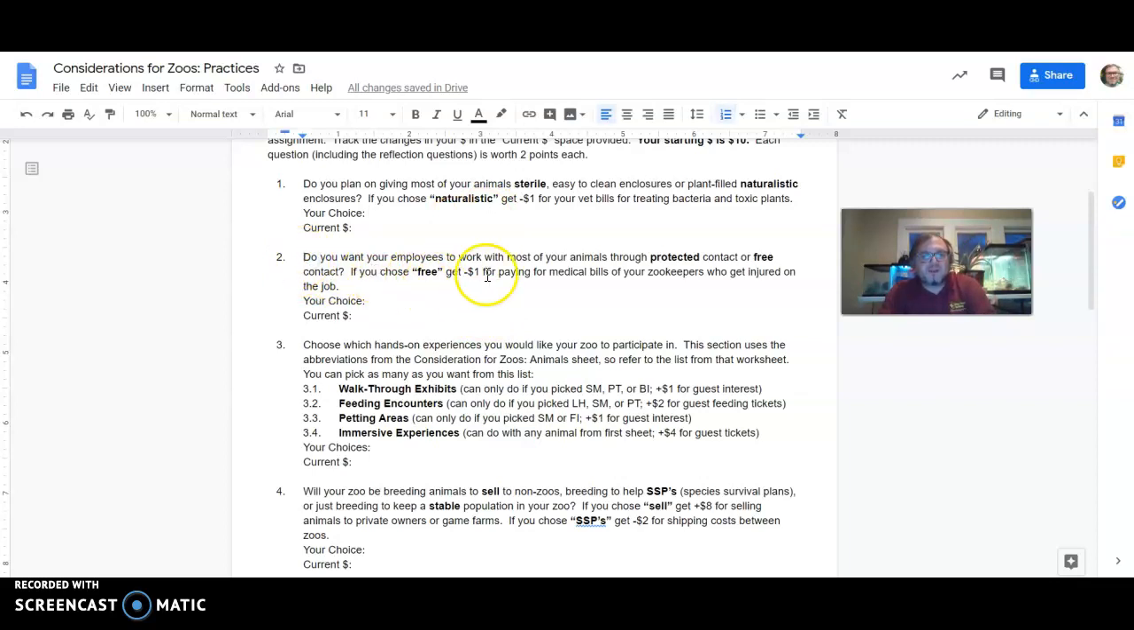Number 2, do you want your employees to work with most of your animals through protected contact or free contact? If you chose free, get -$1 for paying the medical bills of your zookeepers who get injured on the job. So again, put your choice in the current money there.